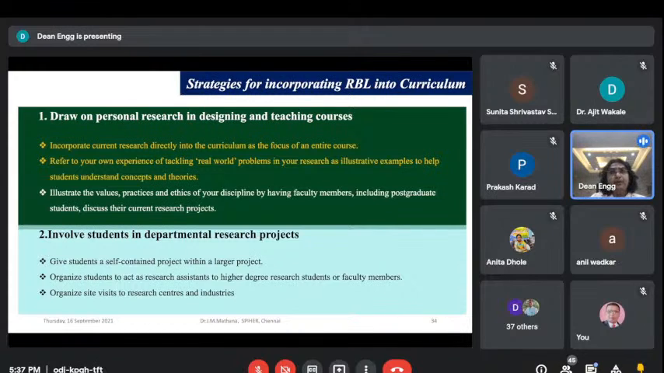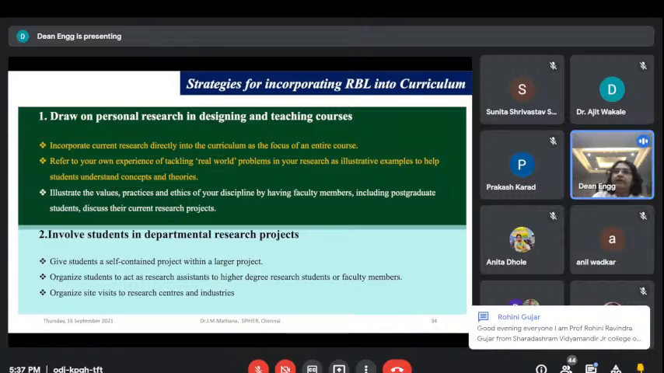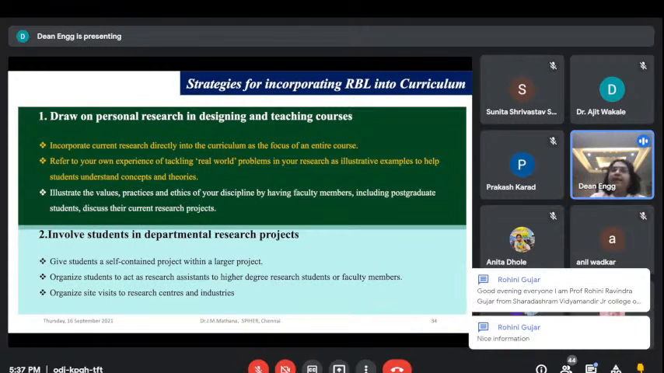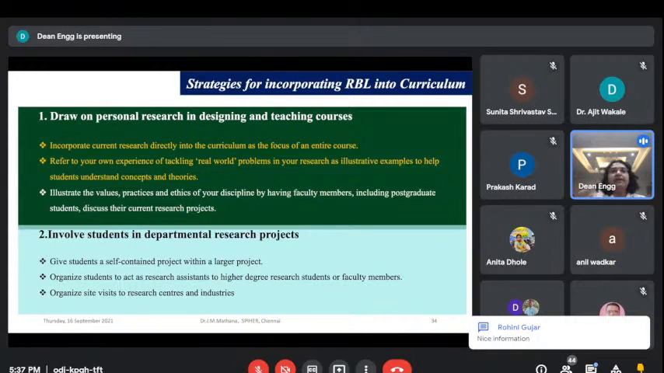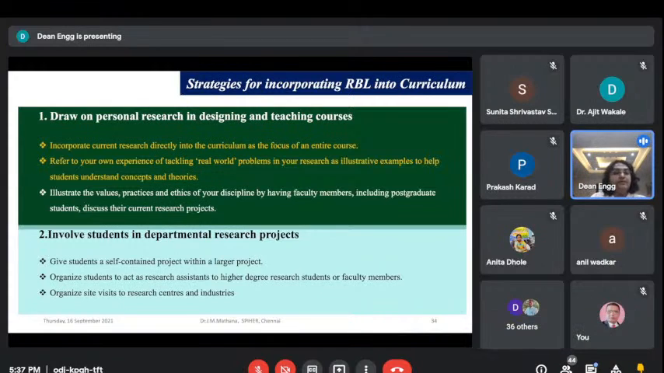So the big project can be split into many small projects. Then we can give these small modules to groups of students. Okay, so that will improve the research capability of our students. Similarly, we can assign our UG students as research assistants to our faculty members who are pursuing research in our department. Okay, and also we will arrange some visits for the students to research centers as well as industries. That is the second strategy for incorporating RBL.